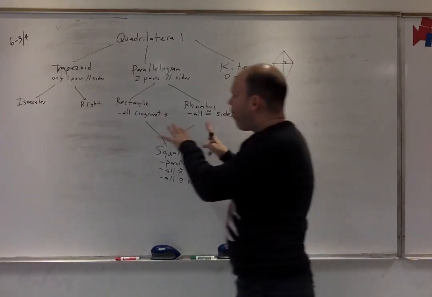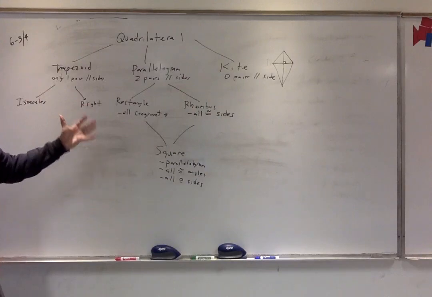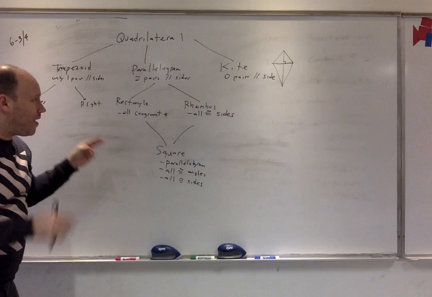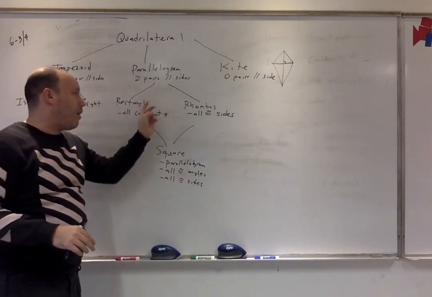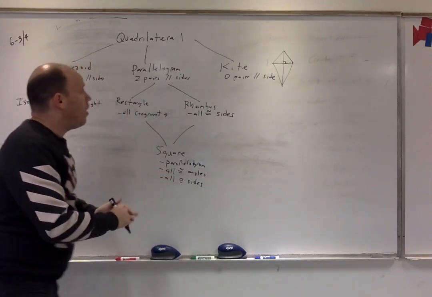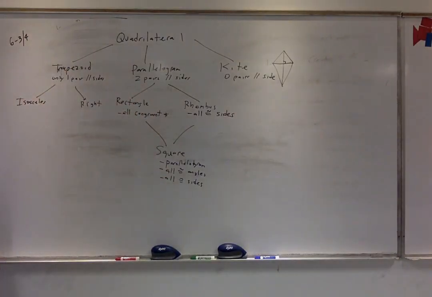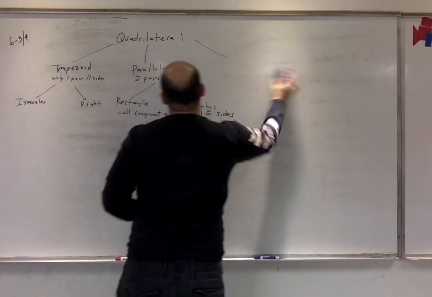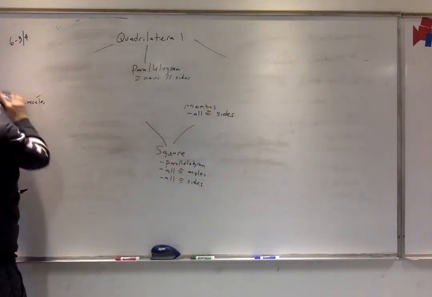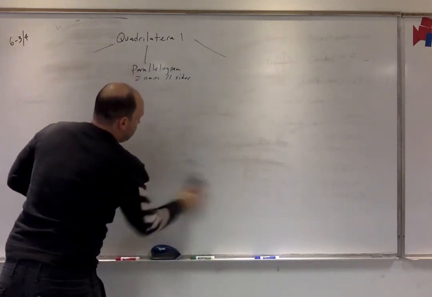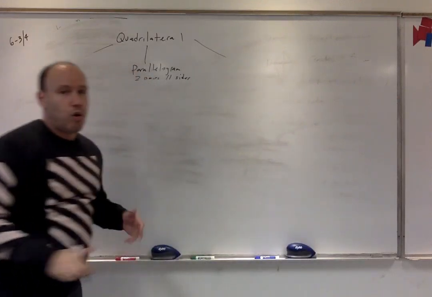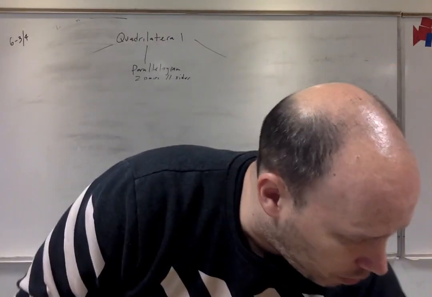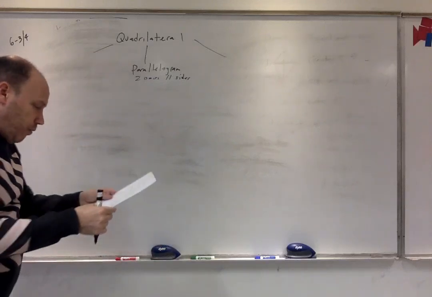But today I just want to focus, so here's the main chart. And we're going to be covering the kite and the trapezoid the next lesson. But today, I just want to talk about the rectangle, the rhombus, and the square. So copy this chart down. I'm going to erase it. So quickly, what do we want to talk about? Okay. What about the rectangle?